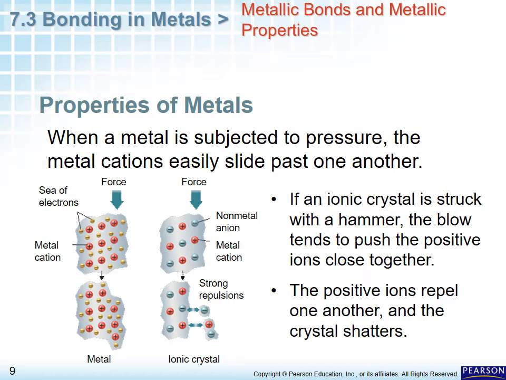Now the next property: when the metal is subjected to pressure, the metal cations easily slide past one another. You can see here, when we push it, it slides. But if an iron crystal is struck with a hammer, the blow tends to push the positive ions close together. The positive ions repel one another and then the crystal shatters. You can see here, when you force it, it shatters.